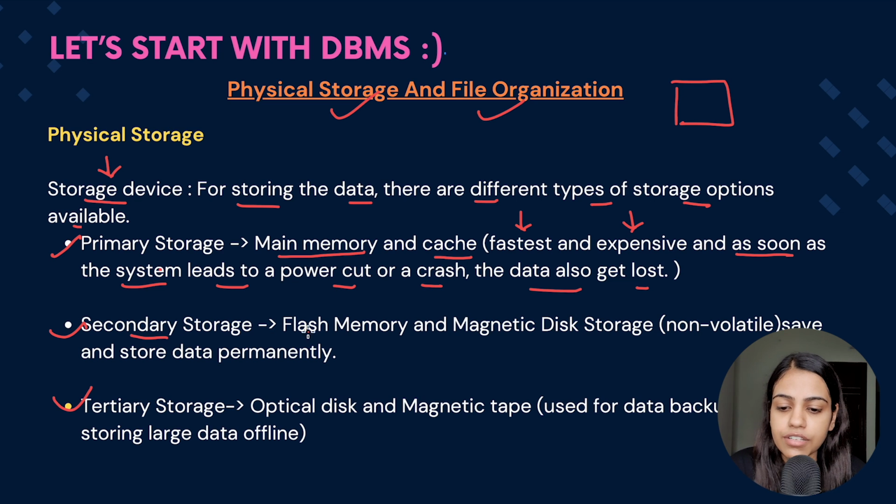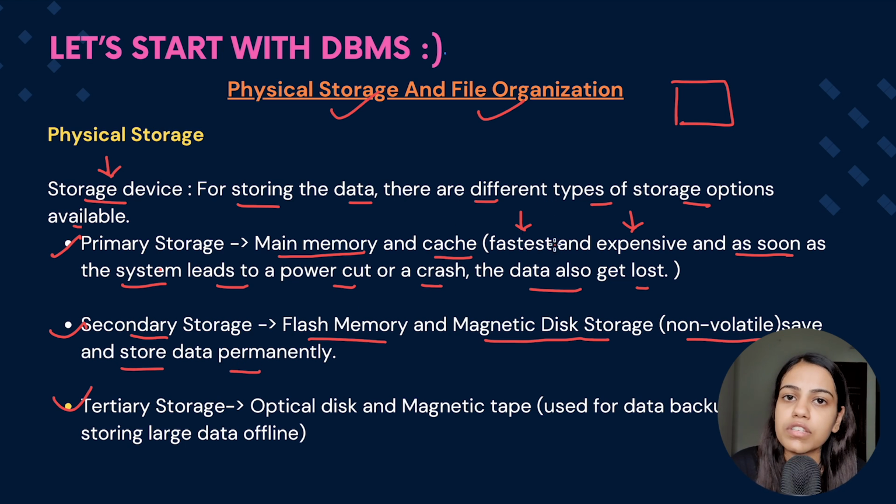Now coming to secondary storage, it consists of flash memory and magnetic disk storage, which is non-volatile. Non-volatile basically means that it saves the data even after there is a system crash or power failure. So it stores the data permanently, and primary storage is volatile because it loses the data once there is a power failure or system crash.